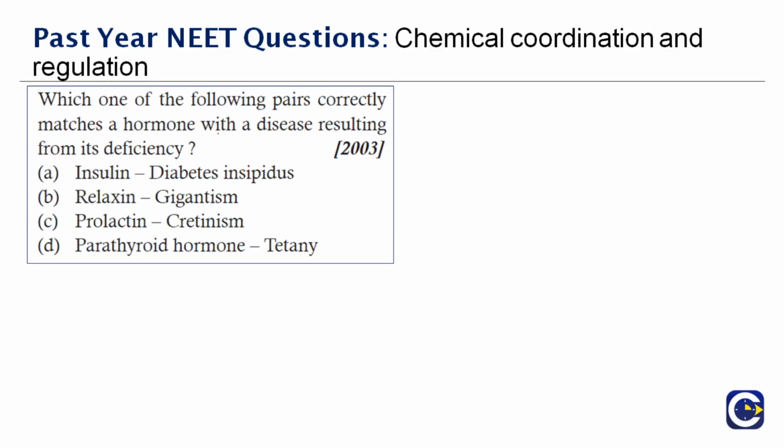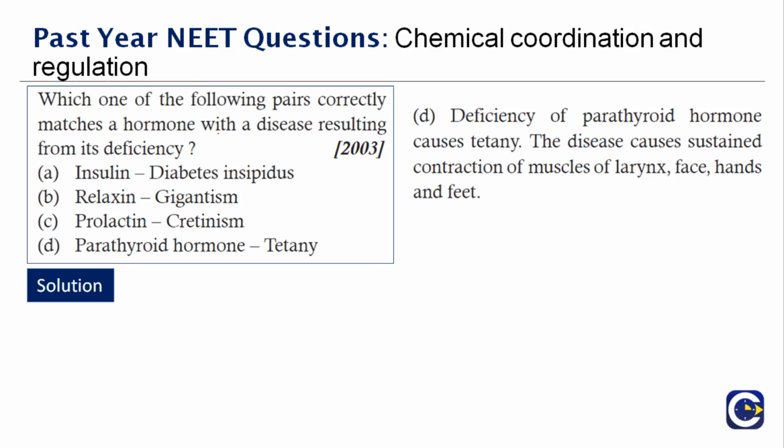Next question here. Which one of the following pairs correctly matches a hormone with a disease resulting from its deficiency? Very easy question. The first one is not rightly matched. Insulin is diabetes mellitus. Relaxin, no. Prolactin, no. Parathyroid hormone is related with tetany. That is right. Deficiency of the parathyroid hormone causes tetany. This disease causes sustained contraction of the muscles of larynx, face, hands and feet. That is defined as tetany. Therefore, the right answer is option D.